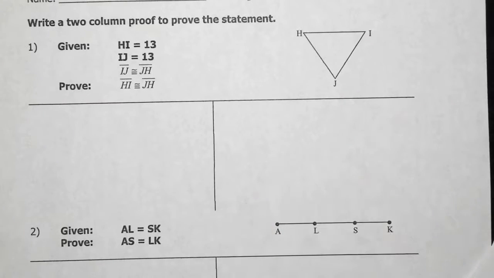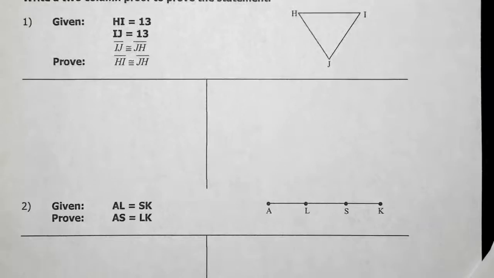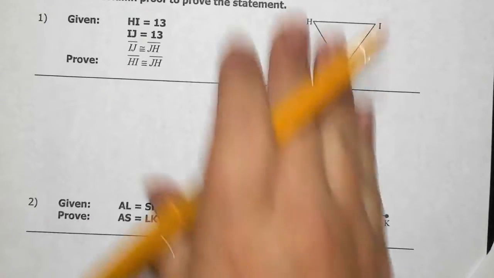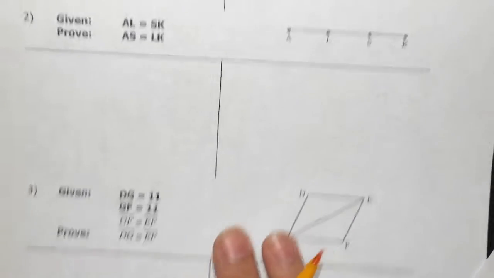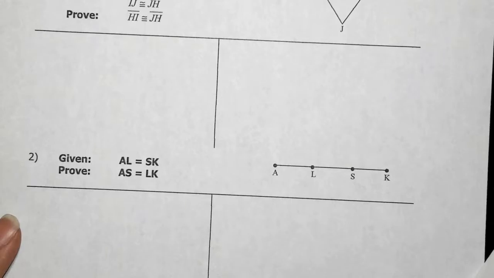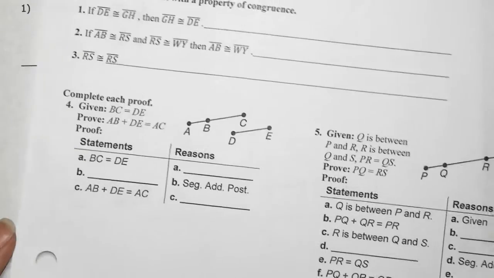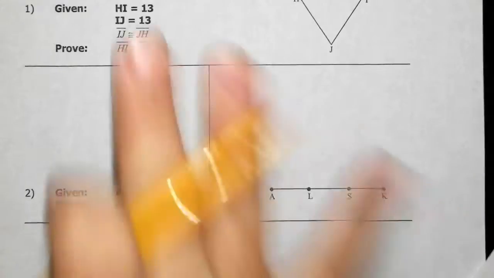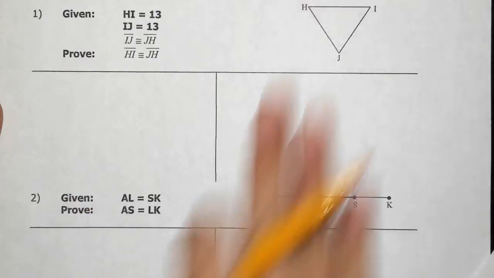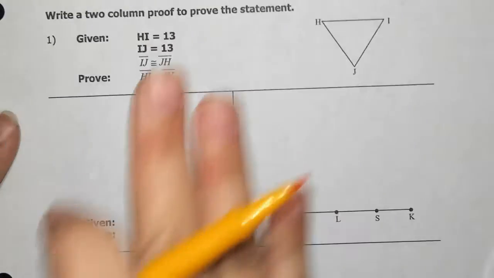Okay. On this sheet, we're going to practice proofs some more. We're going to practice a couple of these together, and then you're going to do this on your own. But it's very important that you stay with me and pay attention to these two because these are the more difficult ones. So let's start.